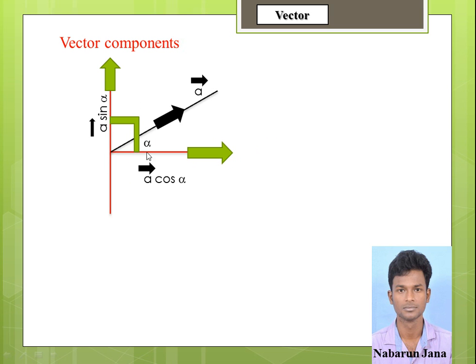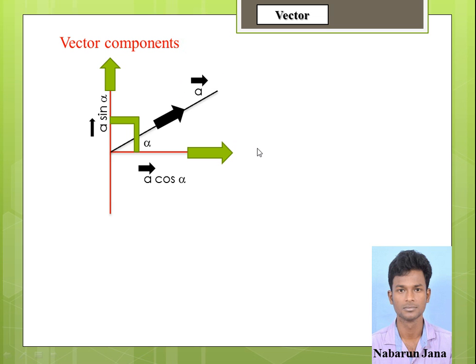Always remember, the cos component and sine component will be perpendicular to each other, and the resultant vector, that is the main vector, will always go through the right angle of these two components, always.